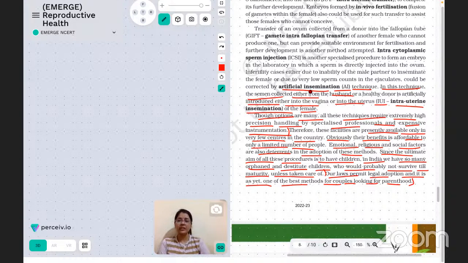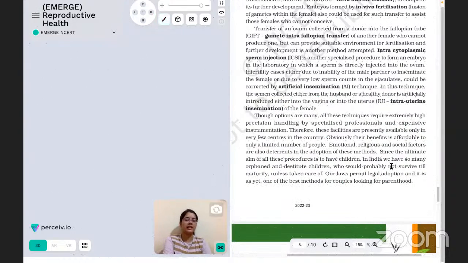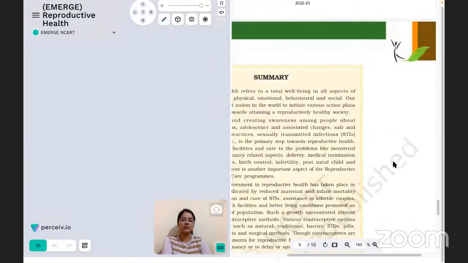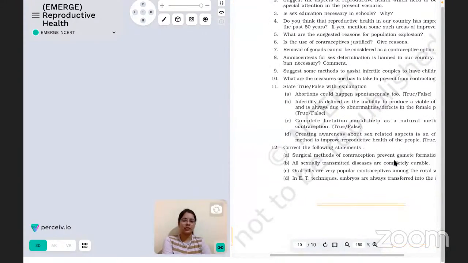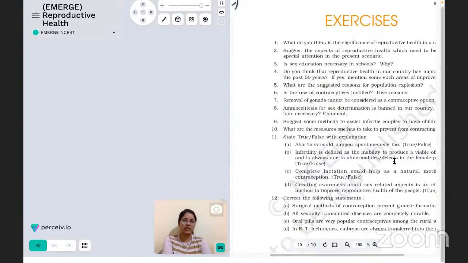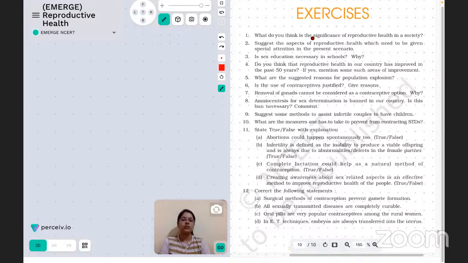ऑलराइट, सो दिस इज ऑल अबाउट the reproductive health chapter that we have dealt today. All right, तो इससे हमारा पूरा खत्म हुआ. यहाँ पे कुछ questions दिए हुए हैं which you can see over here. Like, what do you think is the significance of reproductive health in a society?